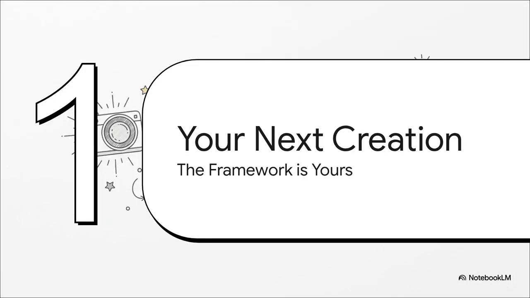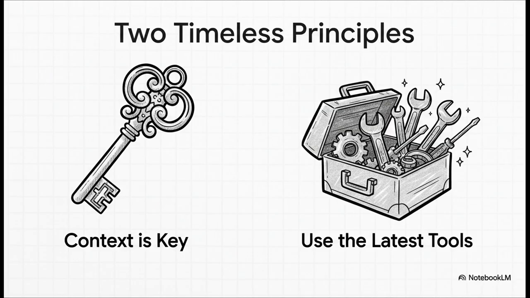So there you have it. We've walked through the 4 key steps: choosing the right tool for you, learning how to write a fantastic prompt, crafting that perfect static image, and then bringing it all to life with video. And no matter how much the specific models and the tech changes over the next few years, these 2 principles are always going to be true. First, context is key. The more detail you give the AI, the better your result will be. And second, always be playing with the newest and most powerful tools you can find.